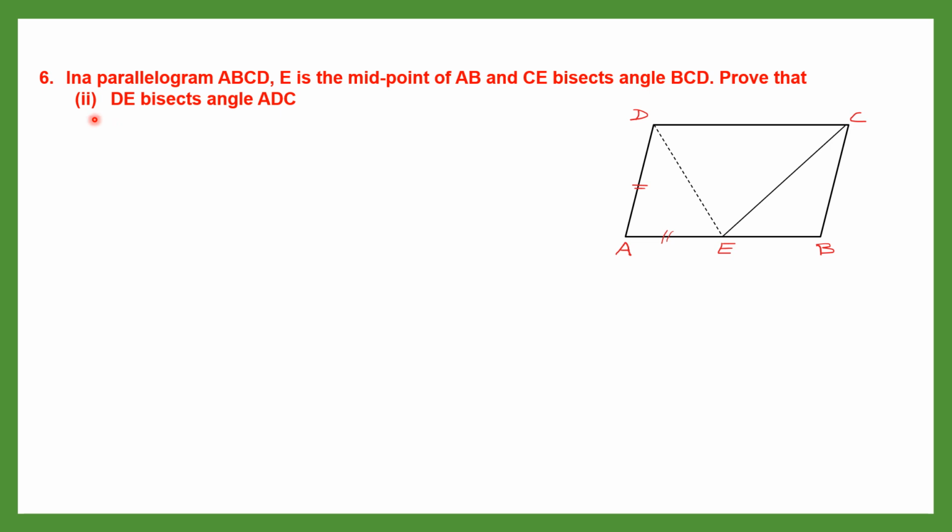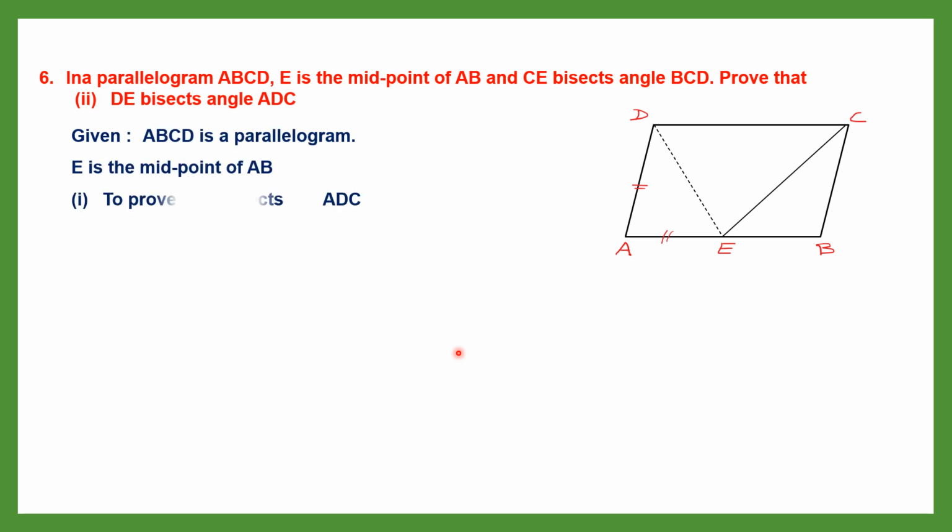Question 2, we have to prove that DE bisects angle ADC. So E is the midpoint and from D we have to draw a line and prove that DE is bisecting this angle ADC into two equal halves. Bisecting means dividing into two equal halves. So what is given to us? Parallelogram ABCD. E is the midpoint and we have to prove that DE bisects angle ADC. So let's begin our proof.